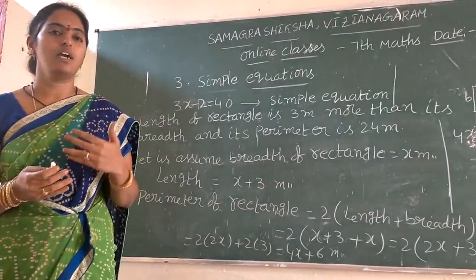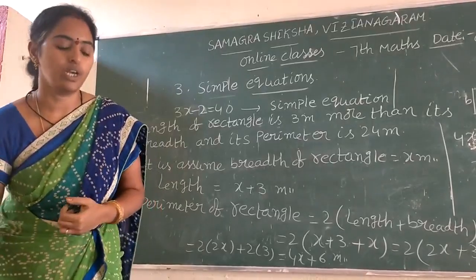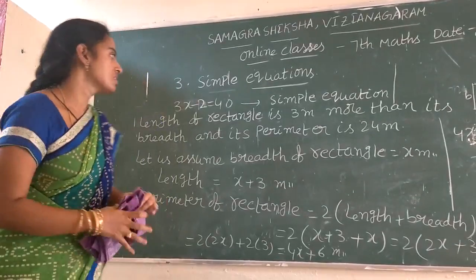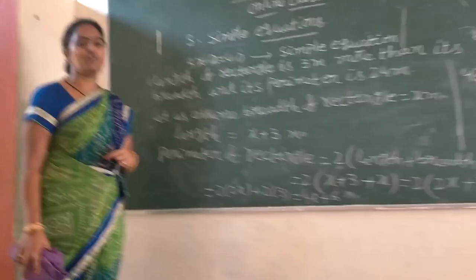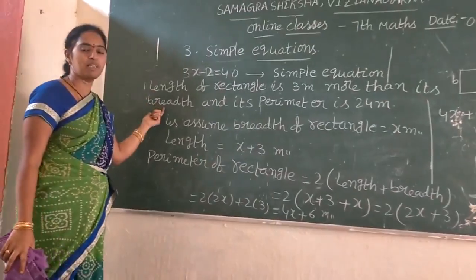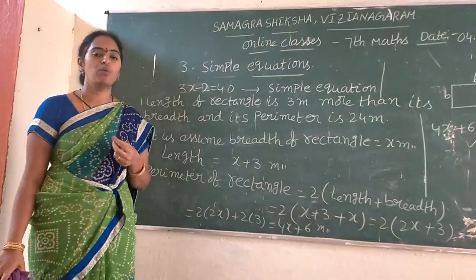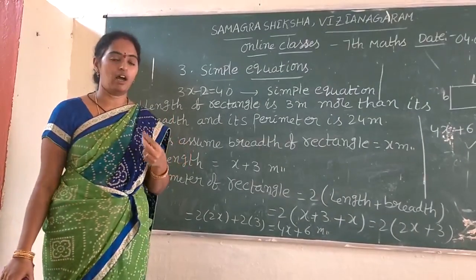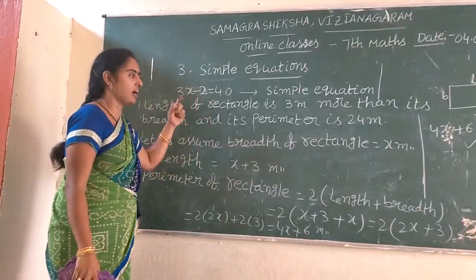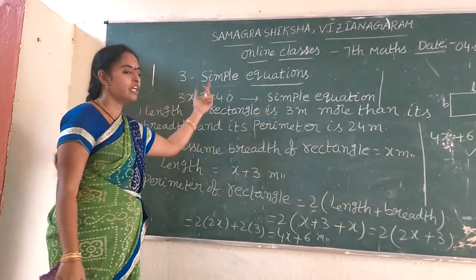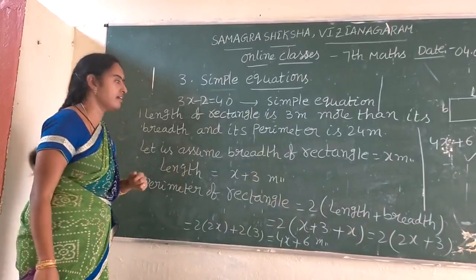Next, we have to convert a simple equation into a statement. For this, we have some examples. Children, all of you, if you understand how to convert a mathematical statement into a simple equation, next we have to learn how to convert a simple equation into a statement. For this, we have to do another example.